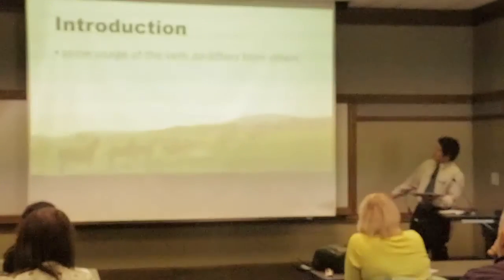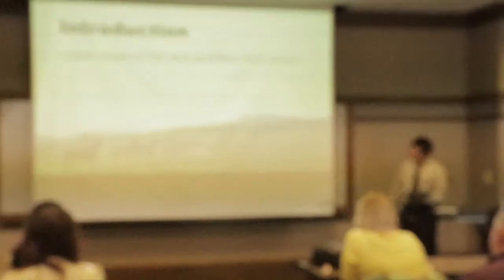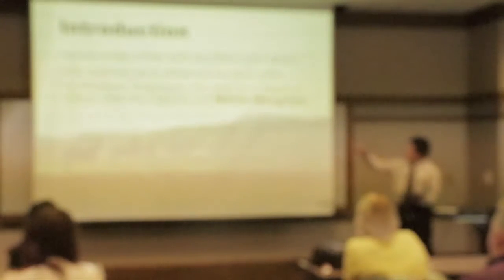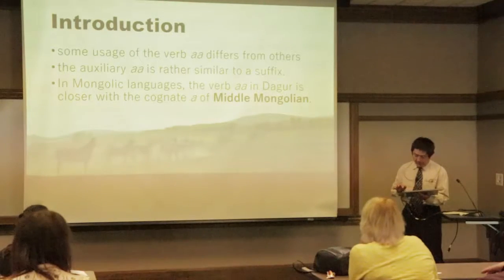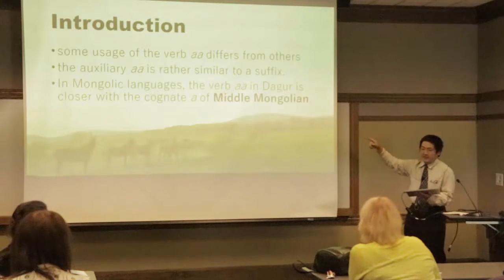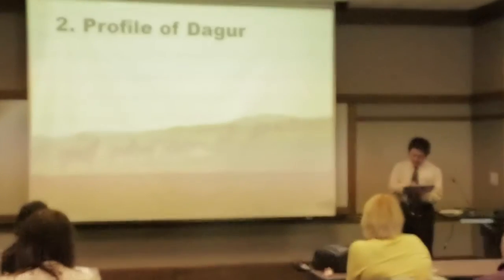So this point is very boring, or not so exciting. So I added two points. The one is that the auxiliary verb a is rather similar to a suffix, no longer a verb. The other is a historical or comparative view. This verb a in Dagur is cognate with the Middle Mongolian a, and it is okay to say Dagur is very similar to Middle Mongolian, as it's often said. So I'd like to divide my presentation into three sections.